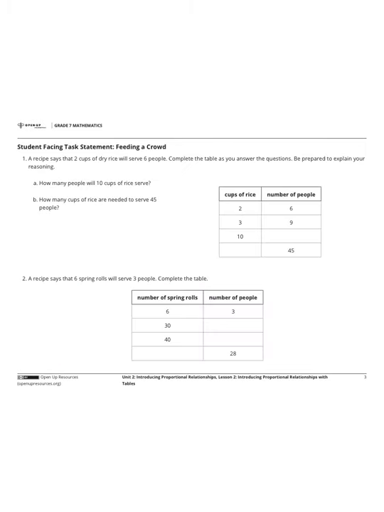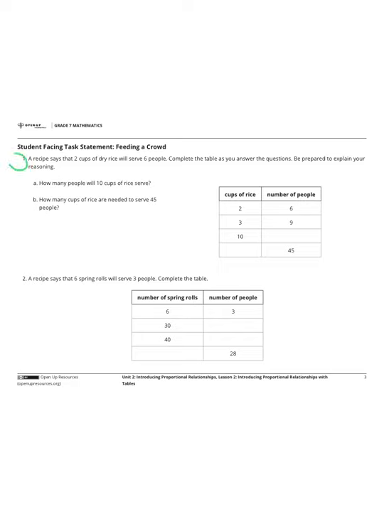Now we're going to talk about this idea of feeding a crowd. It says, a recipe says that 2 cups of dry rice will serve 6 people. Complete the table as you answer the questions. We've been doing these ratio tables, these T-charts, all along. I want you to do as much of this as you can.